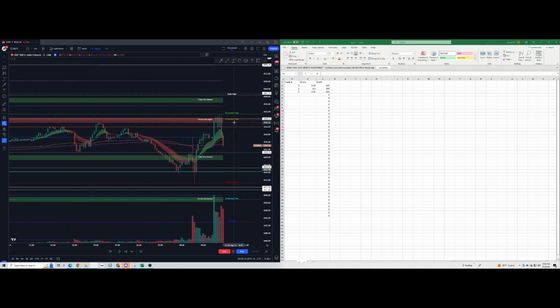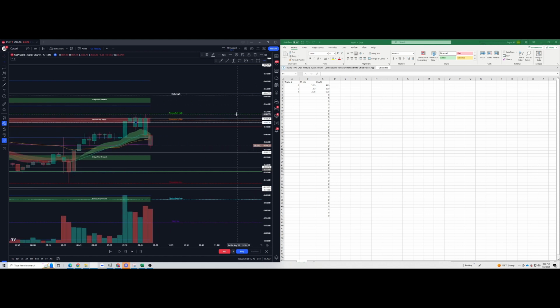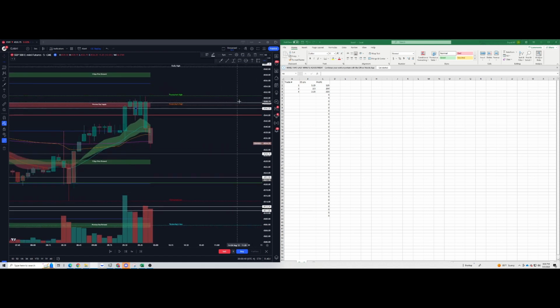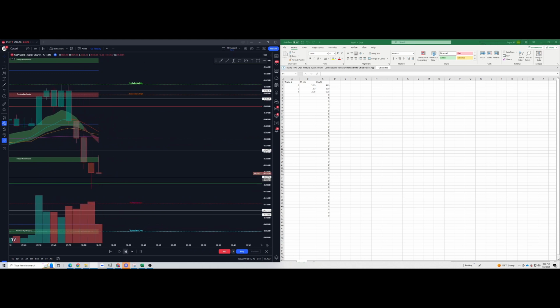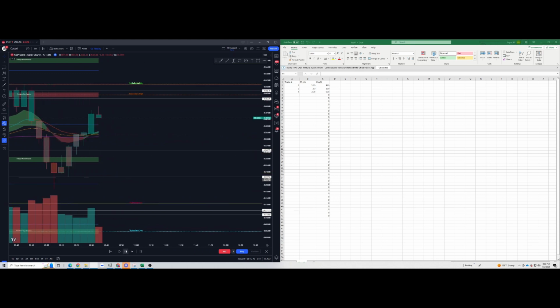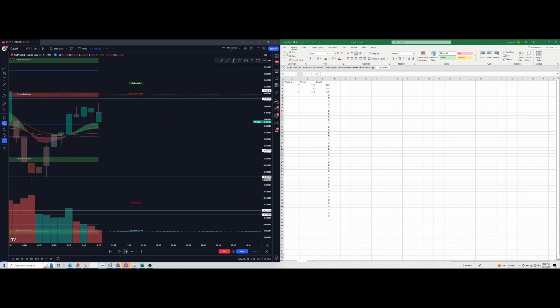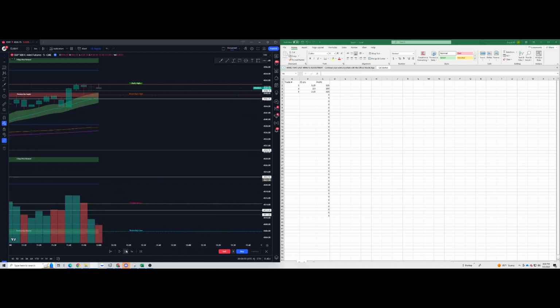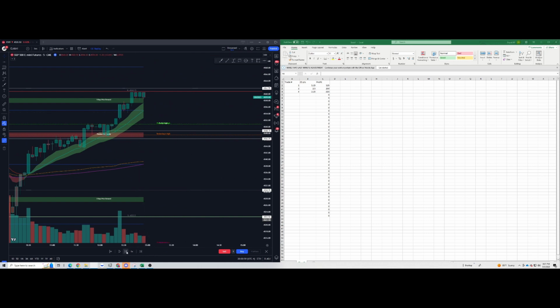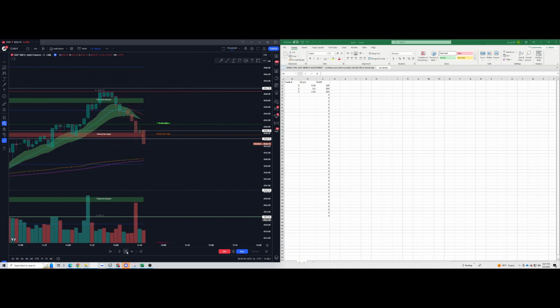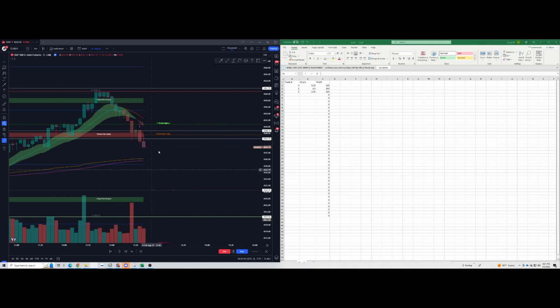Pretty clear level right there. This is a pretty clear resistance. Drop this level because it's right next to it. Alright, so let's see what we get this day. Don't tell me another day with no signals. Could be. Oh, there we go. Okay.